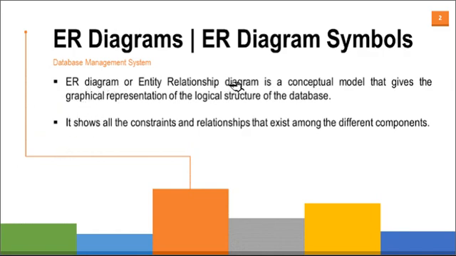ER diagram, or entity relationship diagram, is a conceptual model that gives the graphical representation of the logical structure of the database. It means the tables of our database are graphically represented. It shows all the constraints and relationships that exist among different components, that is, different relationships or different entities.